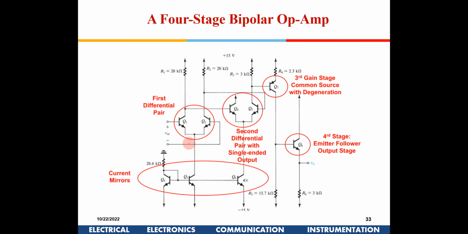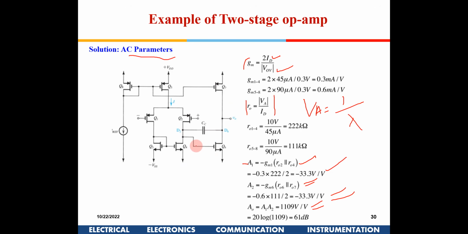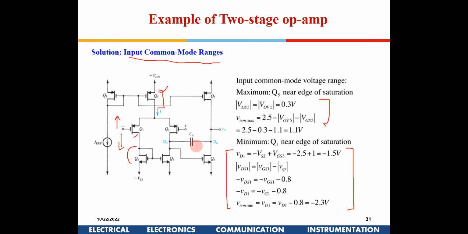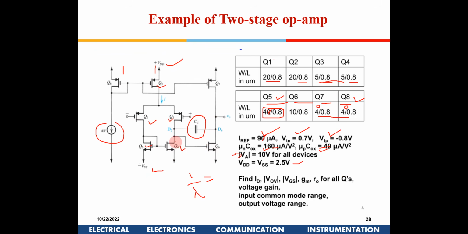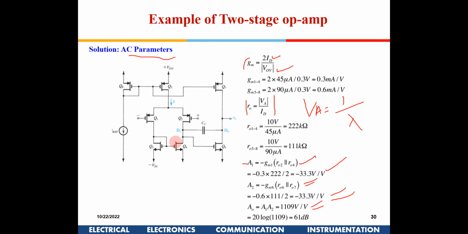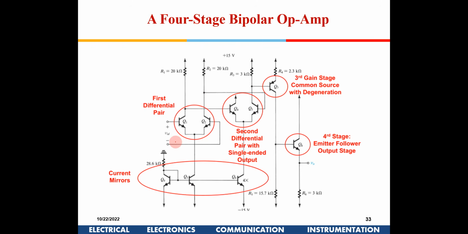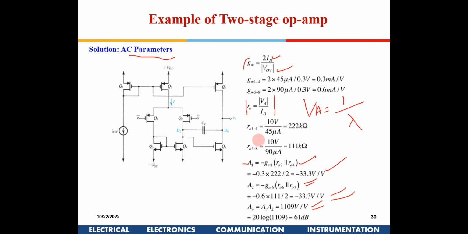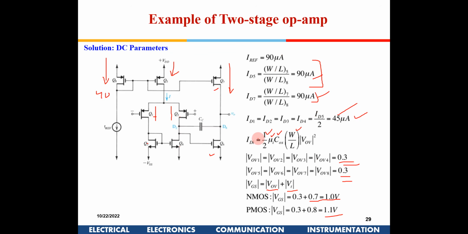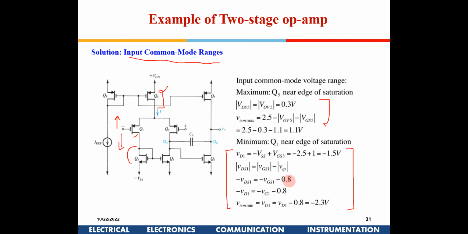This is important from your exam point of view. I have given this problem here. If you do this problem, I think it will be good enough, because I took a problem which does all the analysis: the DC analysis, then the AC analysis, then the input common mode range, and also the output range. These are the four things. If you are comfortable with the formulas used in these four parameter calculations, then I think you will be comfortable for your exam.